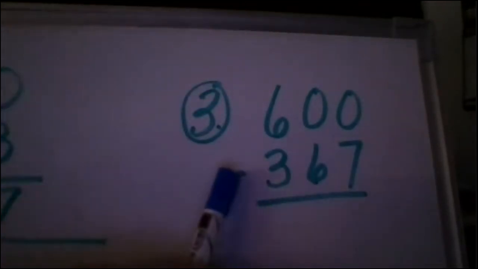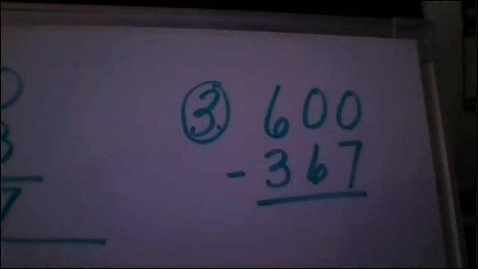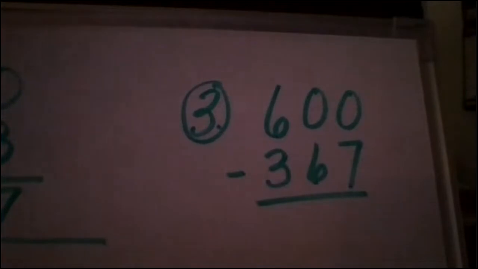600 take away 367. Please put the subtraction sign over to the left side. Line up your ones, your tens, your hundreds. It's very important, especially the children that are writing these down and sending your work to your teacher. It makes it a lot easier for us to correct if it's nice and neat.